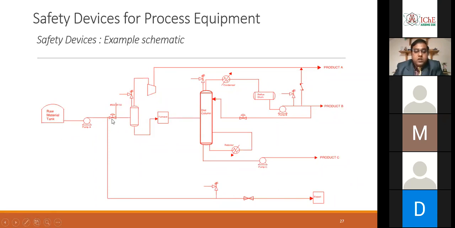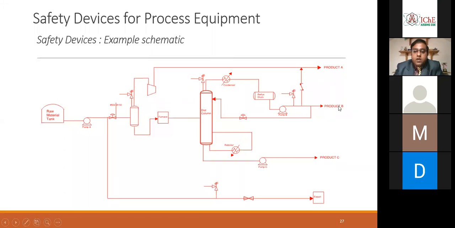And then there is a let down valve here. It goes to a vessel. From there, the vapor goes to a compressor. The liquid passes through a furnace, gets heated up, goes into the distillation column. From there, this is the reboiler, this is the condenser, reflux drum. So one pump, this is the reflux pump, sends reflux back into the column, and one stream goes as product. And from the bottom of the column, there is this product C.